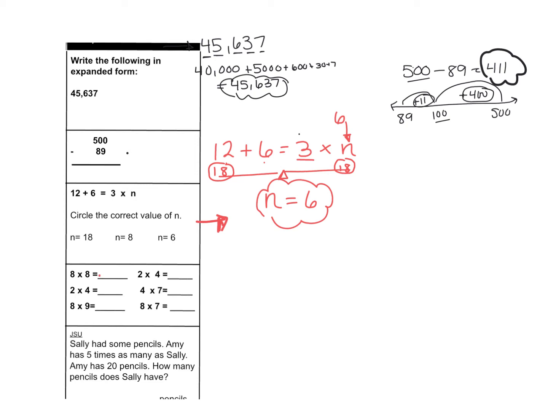All right, now multiplication. 8 times 8 is 64. 2 times 4 is 8. 8 times 9 is 72. 2 times 4 is 8. 4 times 7 is 28. And 8 times 7 is 56.